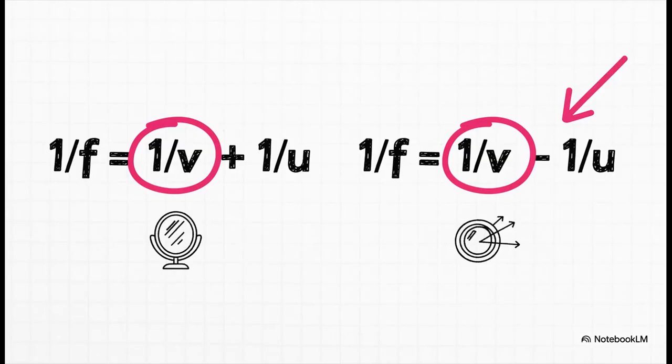Now look at the lens formula. It's almost the exact same equation. What's the only difference? That little minus sign. For mirrors, it's a plus. For lenses, it's a minus. That is literally the only change you need to remember between the two.